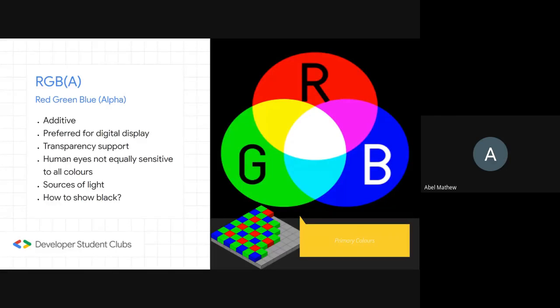This is preferred for digital display, and you might have known that the LCD screens, the mobile screens, and everything we have are made of small pixels, and the primary colors of the pixels are red, green, and blue. Using these three light sources and mixing them in proper ratio, we can get any color that we want. So suppose I'm mixing red light and green light in equal proportion, I'll be getting yellow.